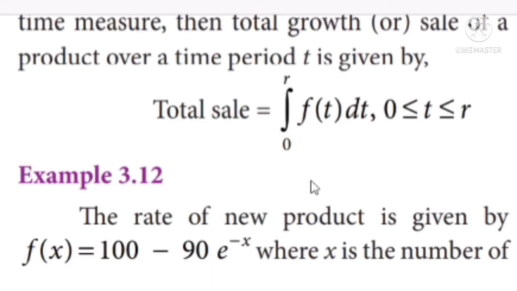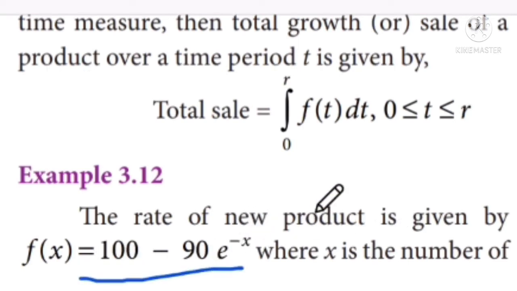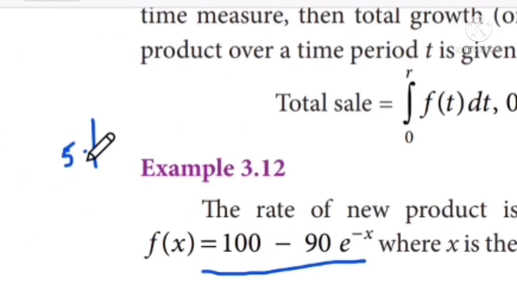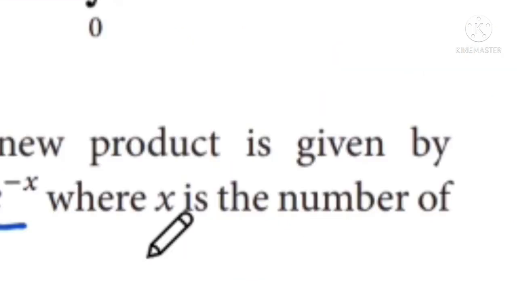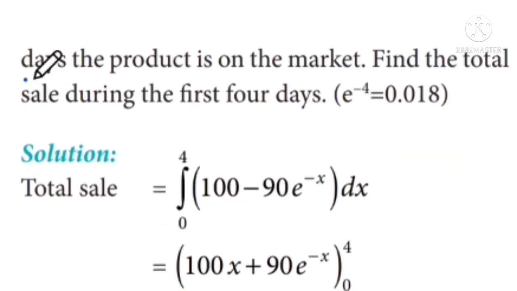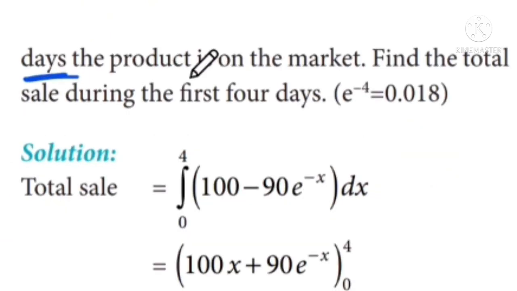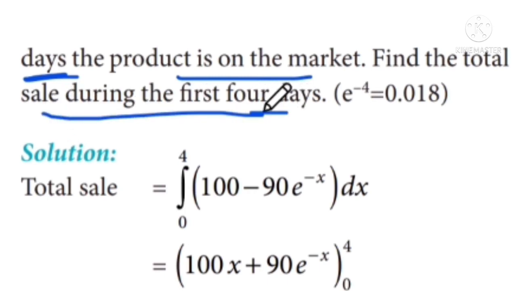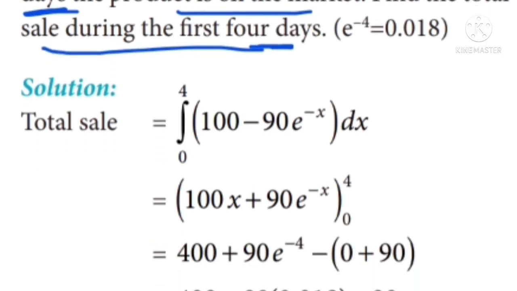Example 3.12. The rate of the new product is given. The function is given. See, the rate of the new product. Usually the rate will be given as a percentage, 5%, 10% like that. Here, the rate is given as a function, where x is the number of days. X is the time the product is in the market. Find the total sale for the first 4 days. So the total sale is asked.